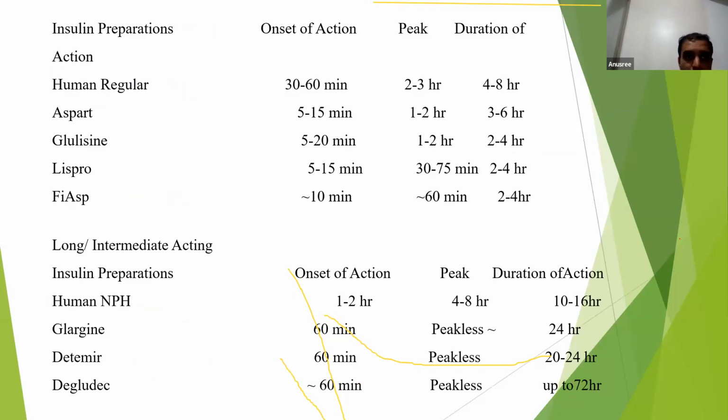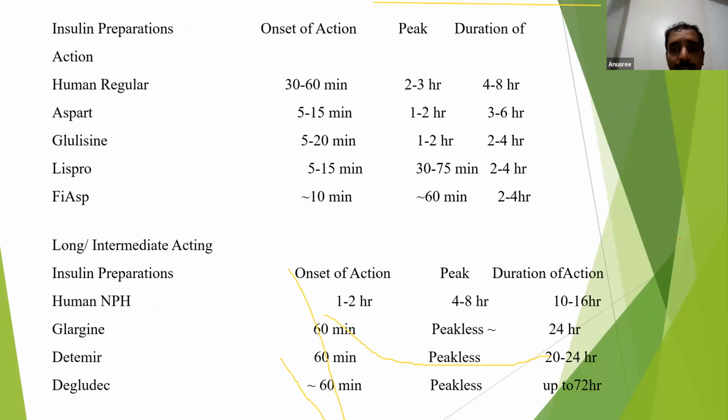These are the insulin preparations which we have discussed, with their onset of action, peak, and duration of action. Human regular insulin takes 30 to 60 minutes to act, peaks at 2 to 3 hours, and acts for 4 to 6 hours. Aspart: 5 to 15 minutes, 1 to 2 hours, and 3 to 6 hours.